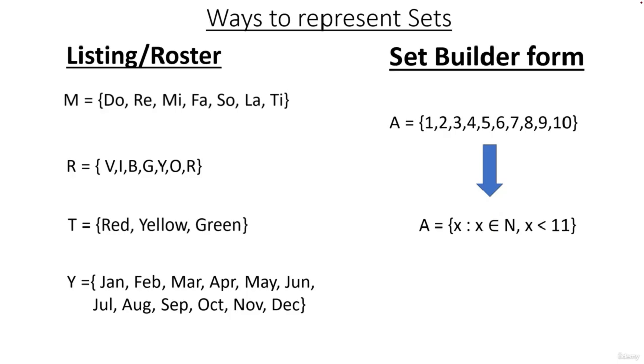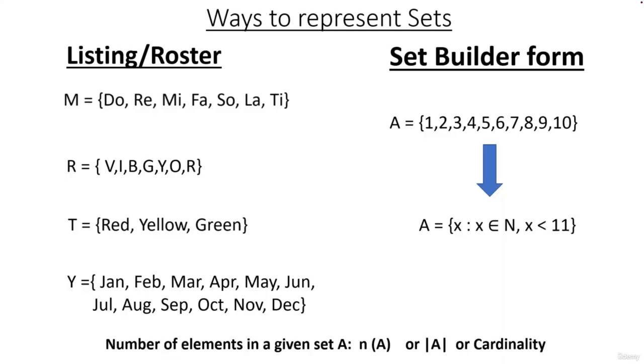See, many a times it's practically impossible to write down all the members of the set. For example, natural numbers are infinite, right? So I can't physically write down all the elements. Instead of that, I say A is a set of all X such that X belongs to N. Add some constraint also, you can write X less than 11, and so on and so forth. So these are the two ways of representing a set.